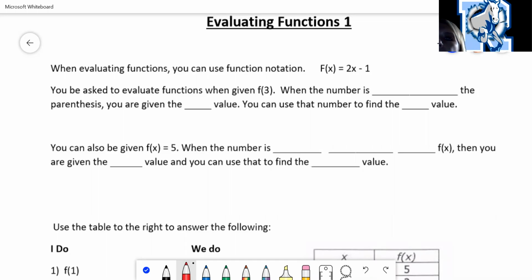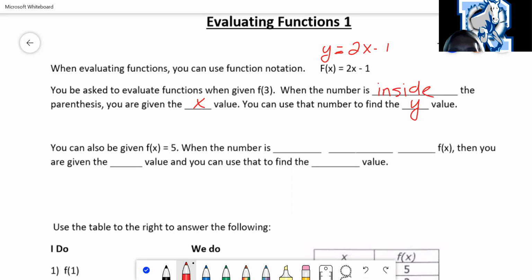When the number is inside the parentheses, you are given the x value. You can use that number in order to find the y value. Now, what I want to make sure you understand is that f of x equals is the same as y equals 2x minus 1. They just use f of x to talk about a function, where when you end up finding that number, that is the y value.